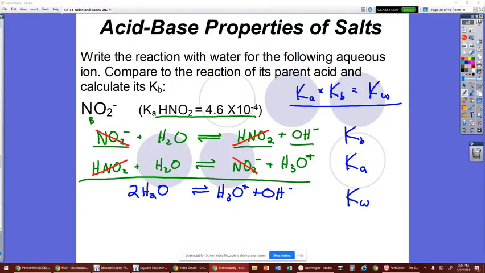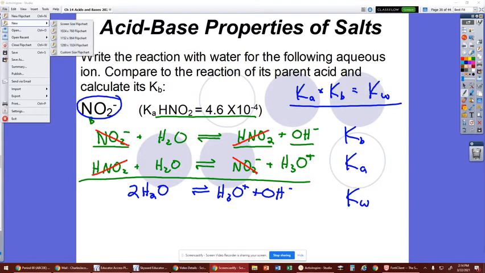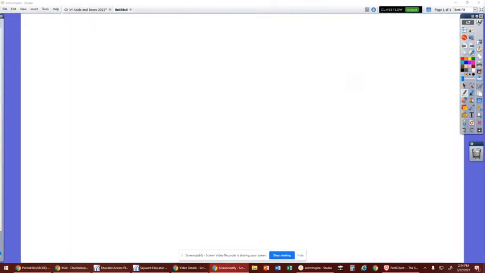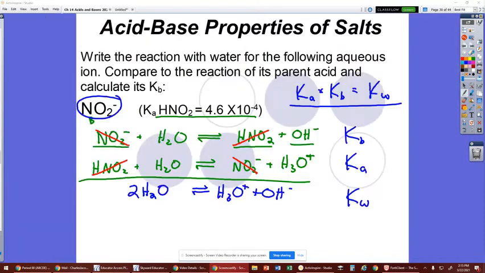So all we have left to do with this example is to actually calculate Kb for the nitrite ion. In order to do that, I am going to quickly switch over to another chart where I have more space. I'm going to use the equation we just came up with, which was that Ka times Kb is equal to Kw. We all know that Kw for water, assuming we're at 25 degrees Celsius, is 1 times 10 to the negative 14th.